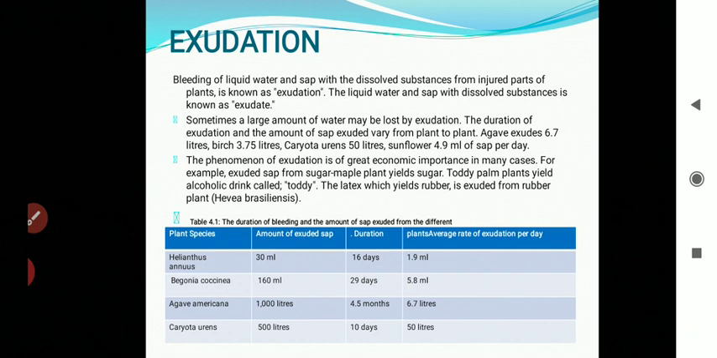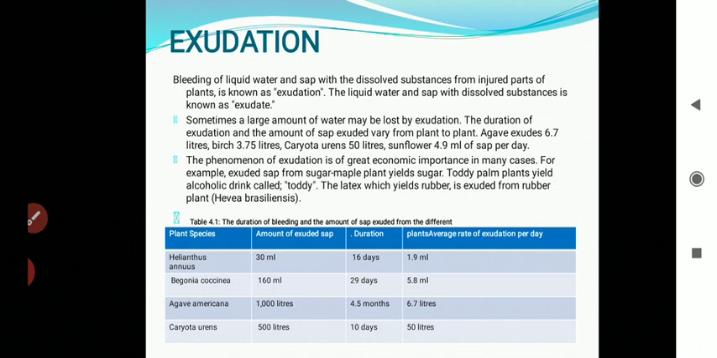The phenomenon of exudation is of great economic importance in many cases. For example, exudate sap from sugar maple plant yields sugar. Toddy palm plant yields an alcoholic drink called toddy. The latex which yields rubber is exuded from rubber plants.